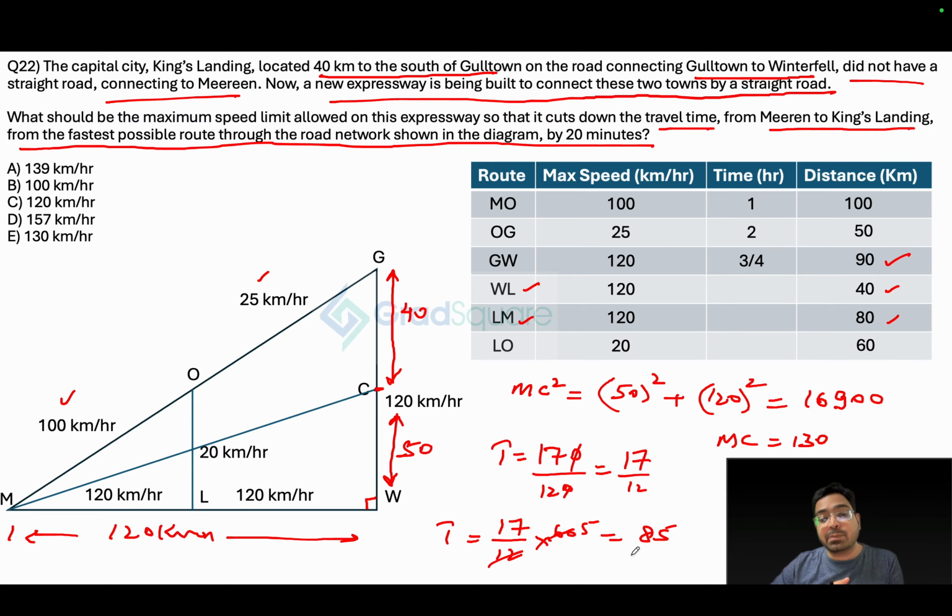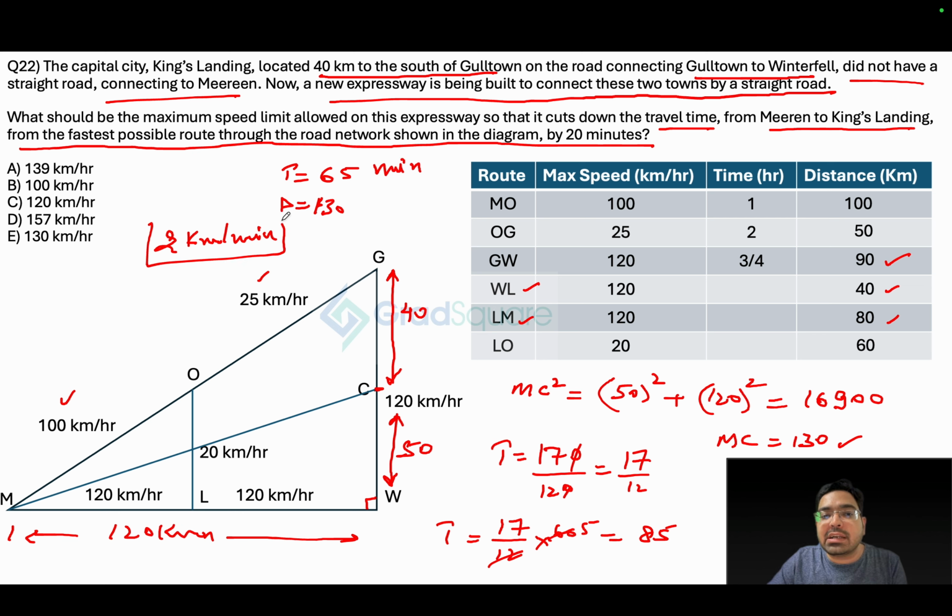Now you have to decide the speed from M to C directly such that it reduces the time by 20 minutes. So that means the travel time now should be 85 minus 20, which is going to be what? 65 minutes. In 65 minutes, your travel distance MC should be 130 kilometers, right? So the distance is 130 kilometers. If you look at this, you will realize you will have to travel 2 kilometers per minute in that case, correct? Because 65 was in minutes, correct? So 2 kilometers per minute would imply what? 120 kilometers every hour, and hence option C, 120 kilometers per hour, should be the correct answer for this question.